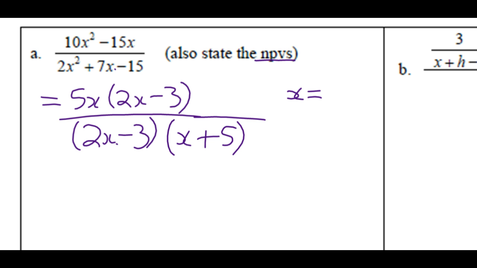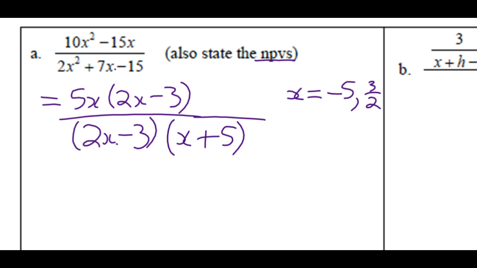NPVs, right? So are NPVs the ones where we say equals or not equals? If it's not permissible, then it must be not equal to, right? Because it can't be equal to this. Restrictions are not equal to. Okay, so x equals what? Well, let's go negative first. Negative 5 and 3 over 2, right?